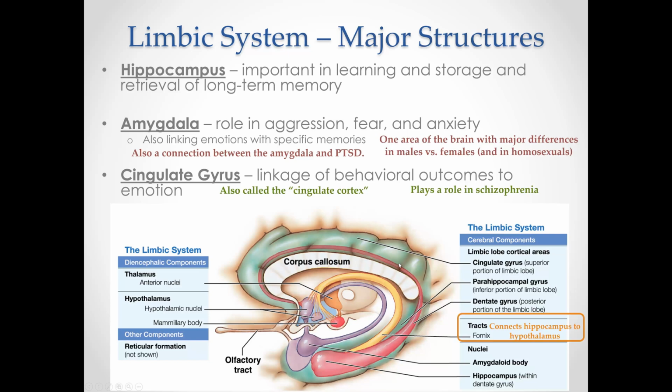And the last little thing to point out is the fornix. The fornix is shown in this picture in yellow. And the fornix is a tract, which means it's a bundle of axons. And so these are axons that are connecting neurons in the hippocampus with neurons in the hypothalamus.